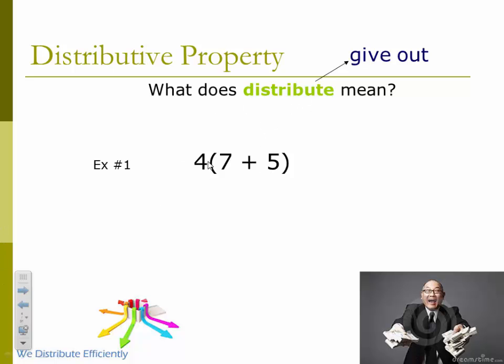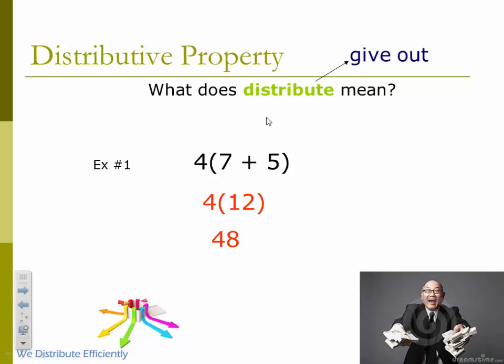Distribute tells us that we have a number out in front of parentheses. We know that the number is smushed up against the parentheses, which means multiply. So distribute has something to do with multiplication. Let's think about it. We know that in the past we've said parentheses come first, of course. So if we add this up, 7 and 5 is 12. We still have our 4. We haven't used that yet. So what's next is multiplication. So we're going to multiply 4 and 12. 4 and 12 is 48.